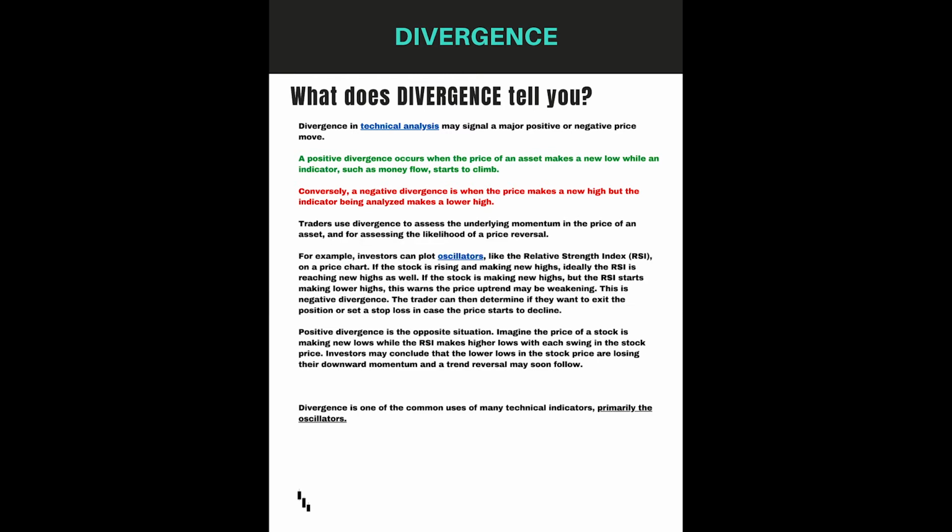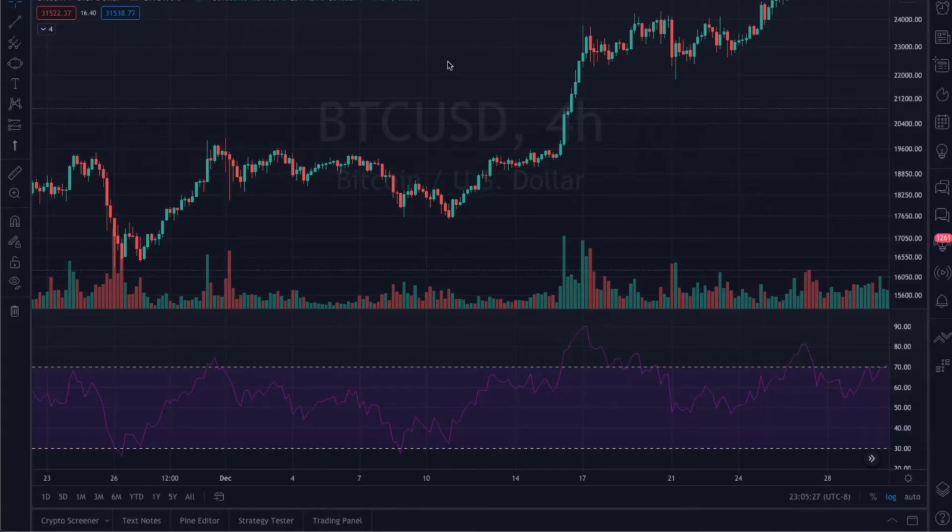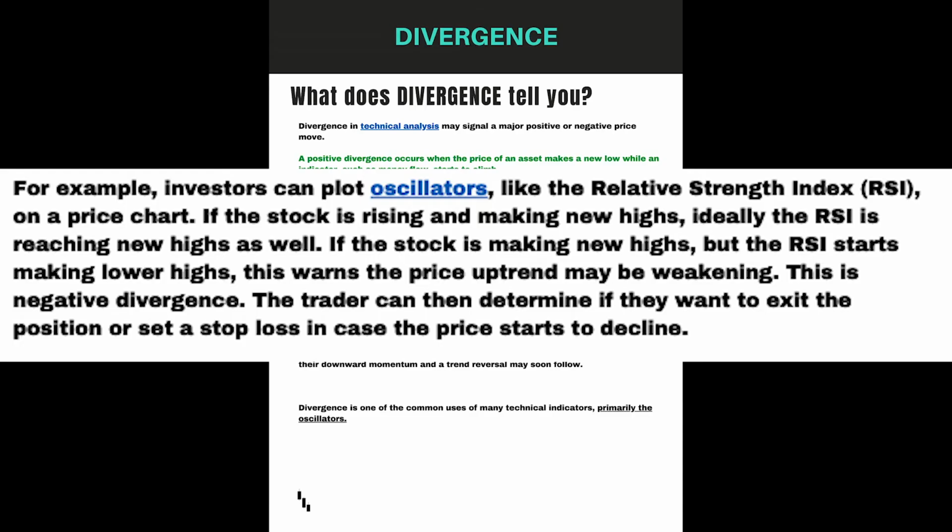Traders use divergence to assess the underlying momentum in the price of an asset and for assessing the likelihood of a price reversal. For example, investors can plot oscillators like the RSI on a price chart. If the price of the asset is rising and making new highs, ideally the RSI is reaching new highs as well. If the asset is making new highs but the RSI starts making lower highs, this warns that the price trend may be weakening. This is negative or bearish divergence.